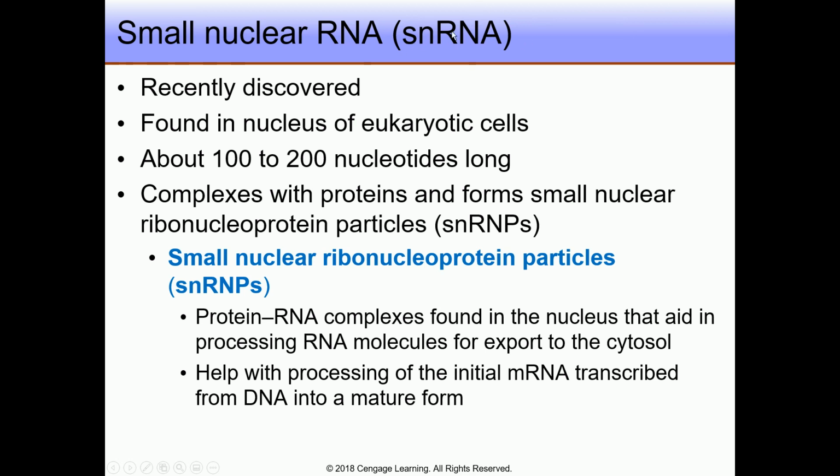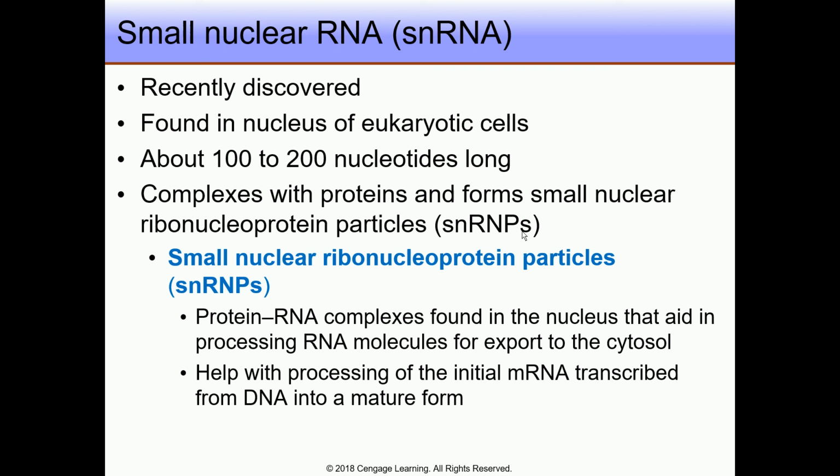Then the small nuclear RNA, this is also called snRNA. This is basically involved in the processing which I just talked about in eukaryotes, the processing of the mRNA. So this kind of RNA can complex with some proteins and they form small nuclear ribonucleoprotein particles. They are called snRNPs. They together basically help in the process.